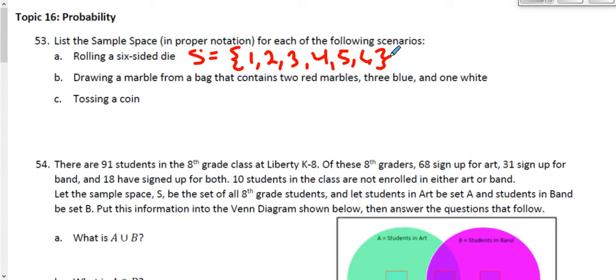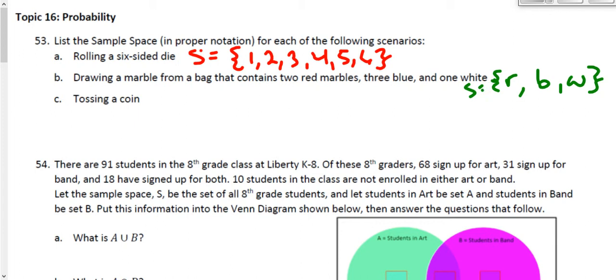And that's it. The sample space for drawing a marble from a bag that contains 2 red marbles, 3 blue, and 1 white. If I reach in and draw something out of the bag, I could get a red marble. I'm going to use the letter R. I could also get a blue marble. I'm going to use the letter B for that. I could also get a white marble, which is the letter W here. So that's it for that one, and it should be S equals for proper notation. So it's just a list of the possible outcomes.